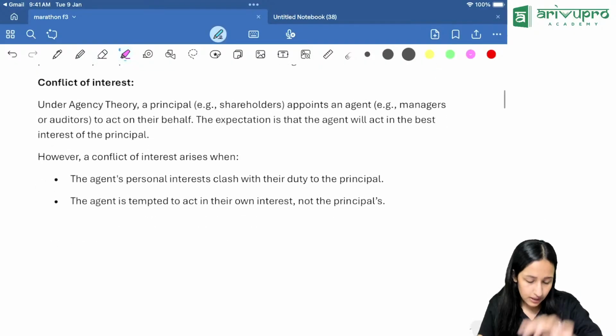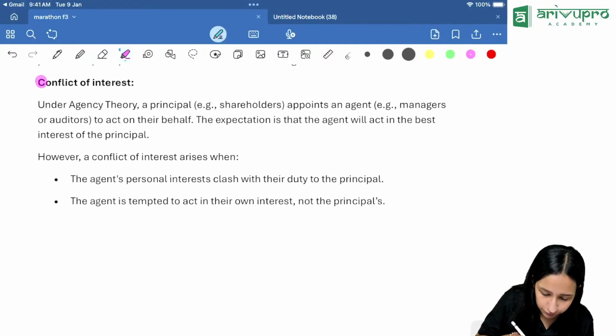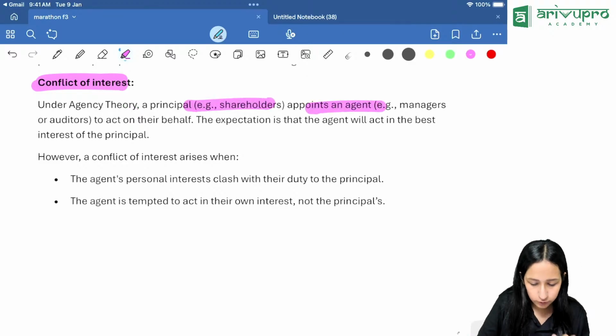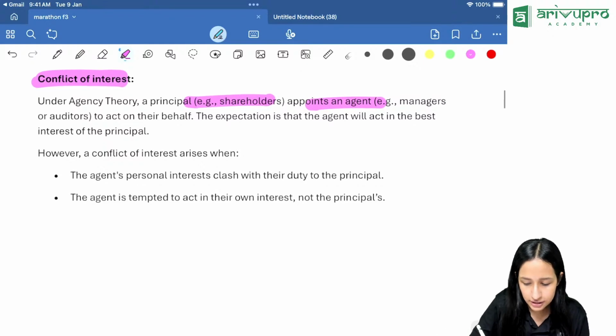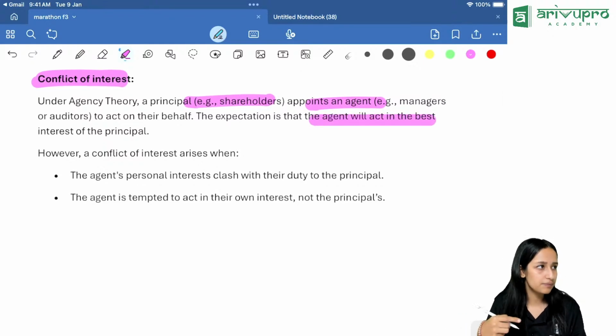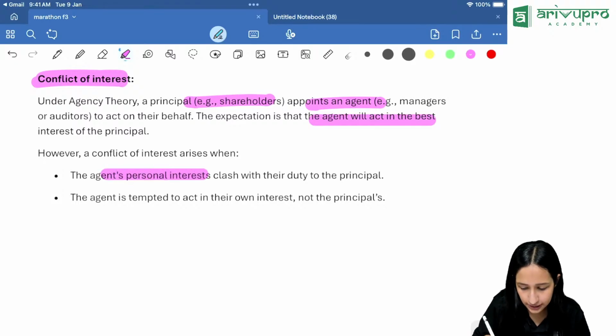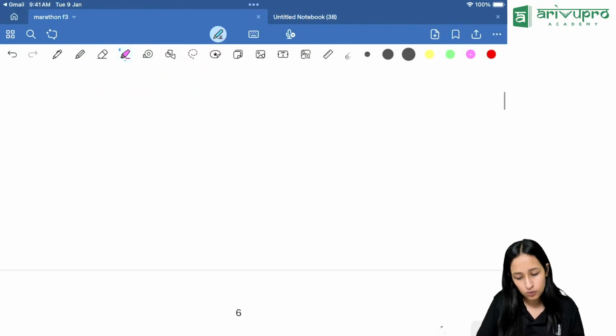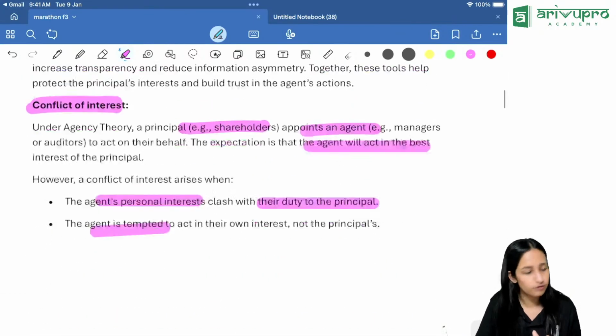Right. Conflict of interest. What is conflict of interest? Under agency theory, a principal who is a shareholder appoints an agent who is the manager to act on their behalf. The expectation is that the agent will act in the best interest of the principal. But then there's always a conflict of interest in between. The agent's personal interest clashes with the duty to the principal. The agent is tempted to act in their own interest. That's it. That is conflict of interest.